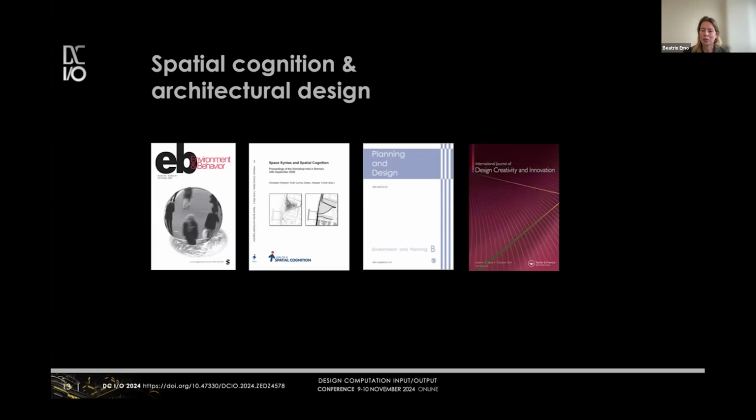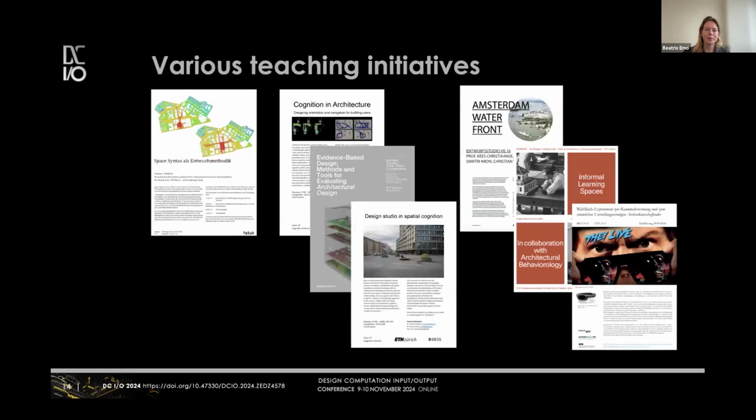And I was lucky enough to contribute to this trend also with colleagues from the Bartlett. And I've been part of various teaching initiatives that use space syntax and spatial cognition in architectural design. Not all of those have been focused at the urban scale, but my talk today is going to be focused at the urban scale. We've also tried quite extensively to include space syntax and user-centric design in bona fide design studios, urban design studios, and building scale design studios.